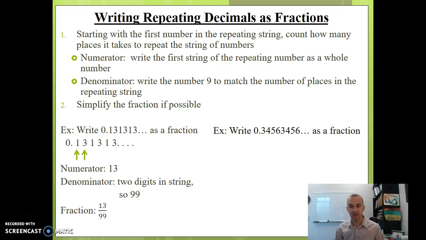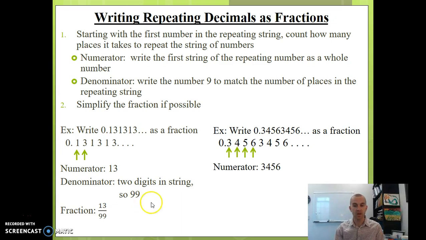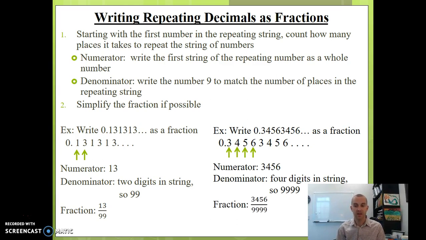Now say that we have this one, we're repeating 3, 4, 5, 6, 3, 4, 5, 6. So we see, well, what's being repeated? It's that 3, the 4, the 5, and the 6. So our numerator is that string, and our denominator is, well, how many digits are in the string? There's 4 digits in the string, so we need 4 nines. In other words, 9,999.